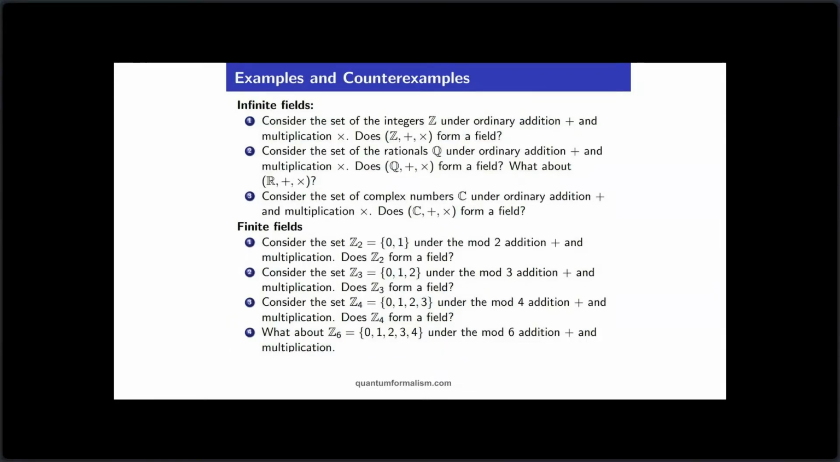Let's go through some examples just to build up your intuition. We have both infinite fields and finite fields. Let's consider the set of integers. This actually fits well with Amir's question. Let's consider the set of integers under ordinary addition and multiplication. Is this a field? Who thinks it's a field?